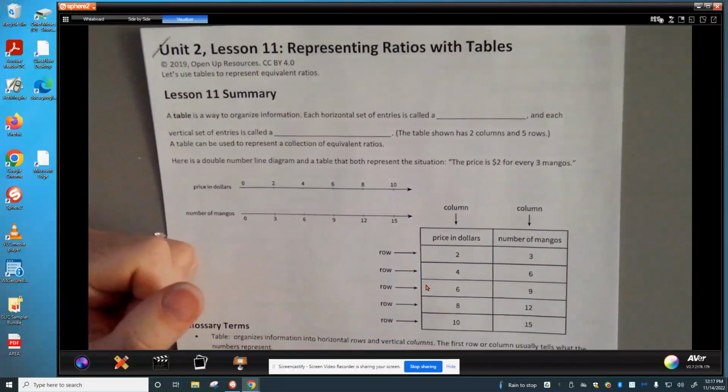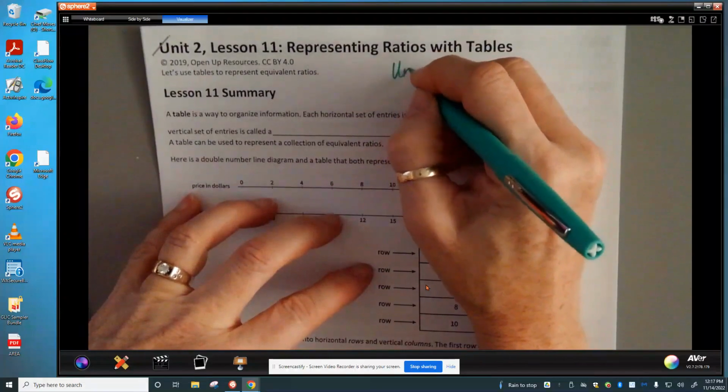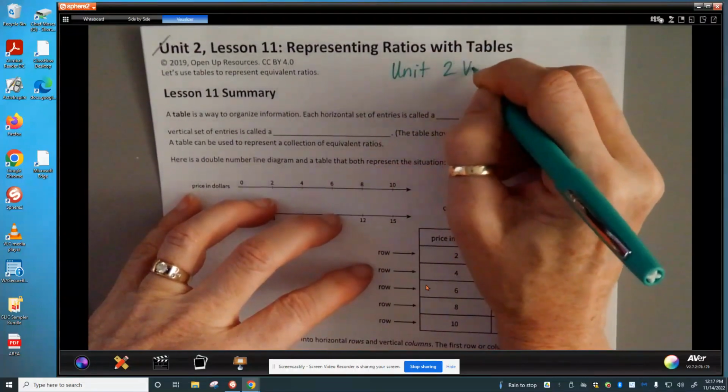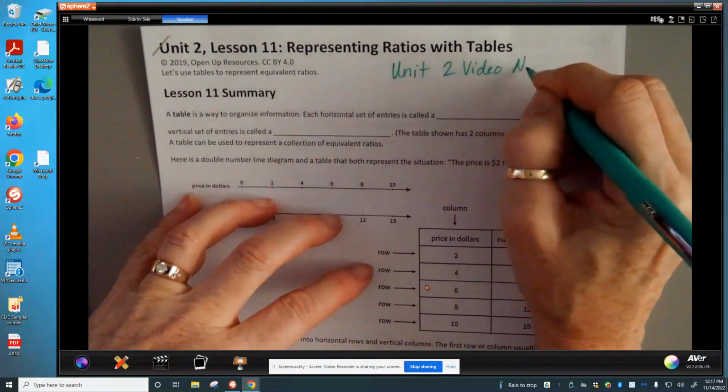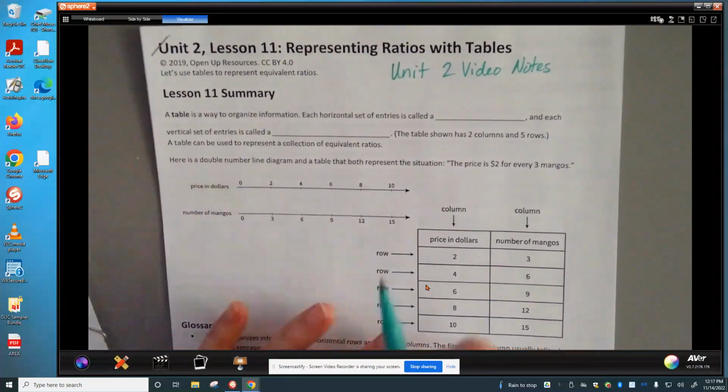All right, this is Unit 2 video notes, and we're going to start at Lesson 11. You're going to follow along and complete the notes, and you're going to do it as an Edpuzzle, so there will be places to stop and figure out your answers.